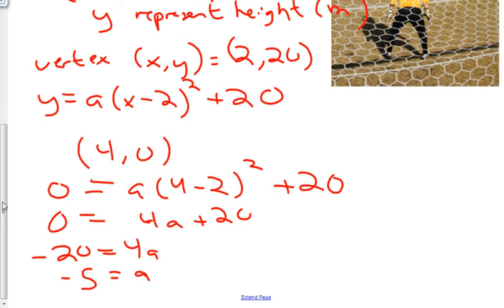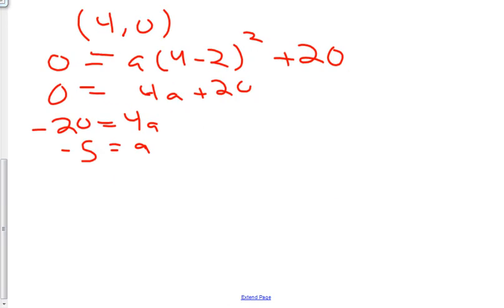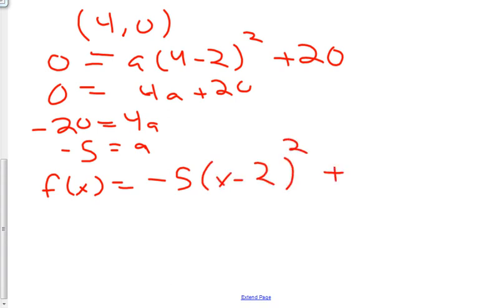So then the following quadratic function models the height of the kick. F of x is equal to negative 5, that was my value that I found for a, times x minus 2 squared, that's h, plus k, which is 20.